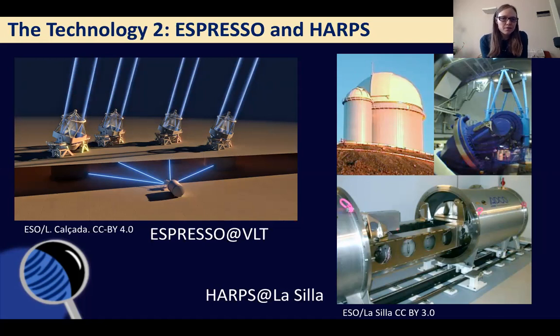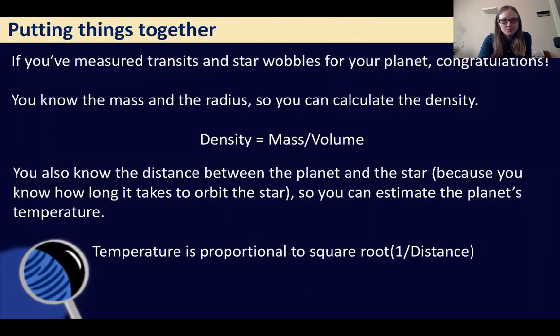So at the Very Large Telescope, which is actually multiple telescopes that can operate either individually or together, we have an instrument called ESPRESSO, and that works with all of the 4 telescopes operating together. And there's also an observatory called La Silla, which has an instrument called HARPS. And these 2 instruments have discovered lots and lots of exoplanets using the radial velocity method.